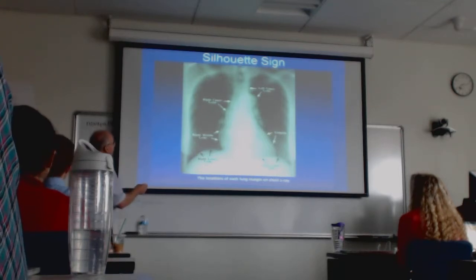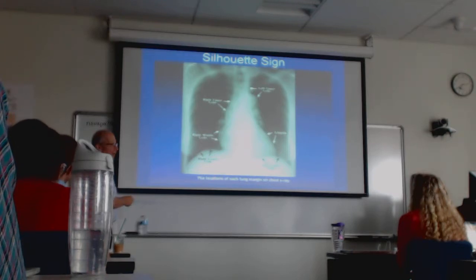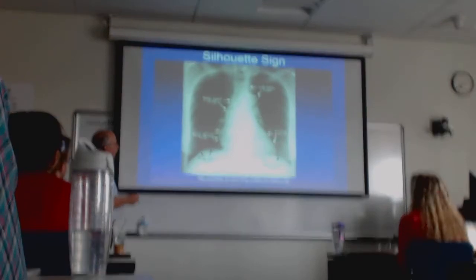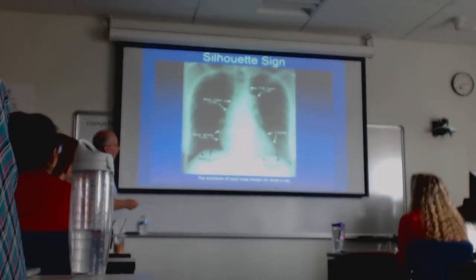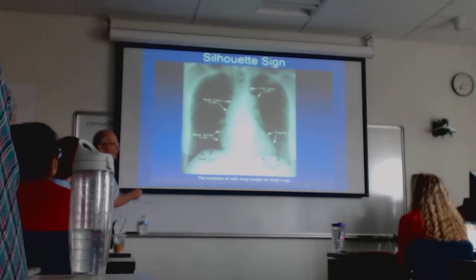So we've been through these margins, right? The right upper lobe sits up against the aortic arch. The right middle lobe sits up against the right atrium. The right lower lobe sits up against the diaphragm. The lingular segment of the left upper lobe sits up against the left ventricle. The left lower lobe sits up against the left diaphragm. And the left upper lobe sits back here up against the aortic arch.